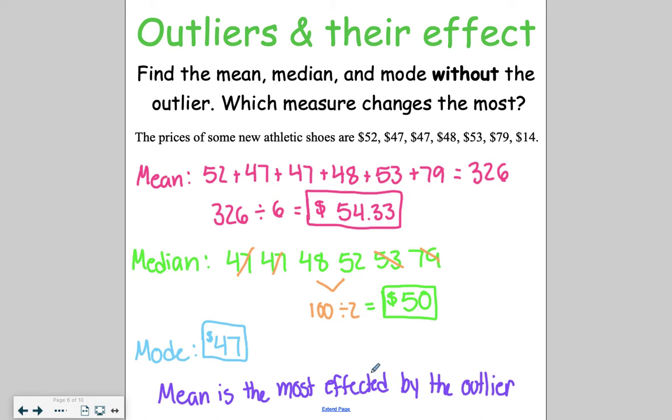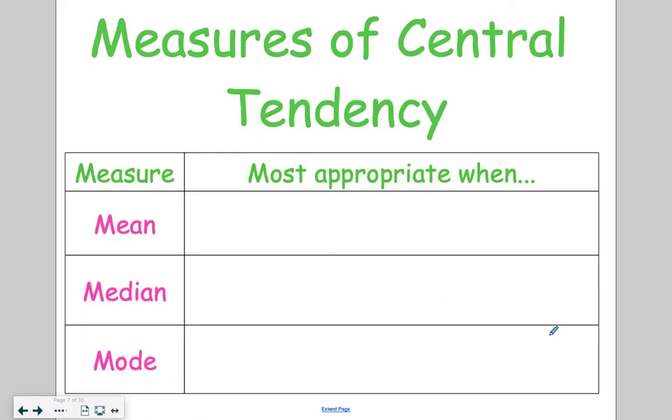So what you should have learned from these first two slides is that the mean is going to be what is most affected by an outlier. It's going to change the most when there is some sort of extreme value involved in our data set. So what does that actually tell us? That information is super helpful when we are trying to decide which measure of central tendency is most appropriate.